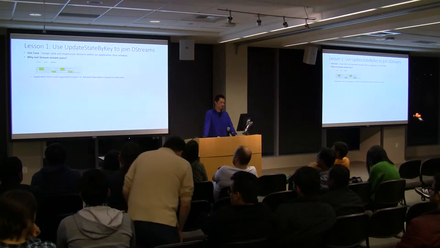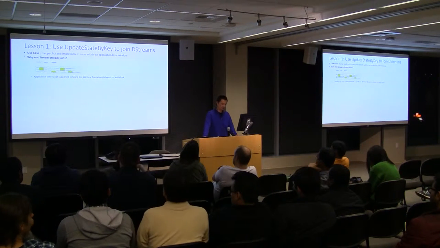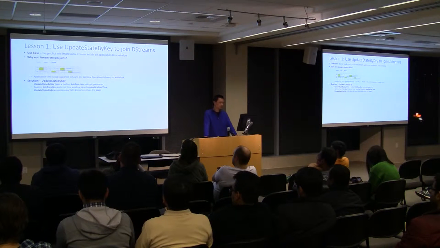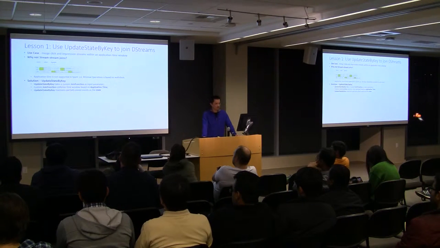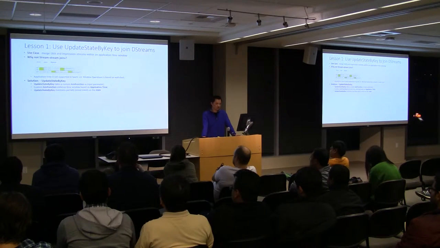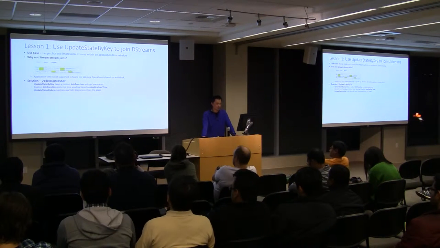If not the join API, what API should we use? The answer is updateStateByKey. In this updateStateByKey API, the join operation is passed as a parameter. Within this join function, you can enforce the application time based window operation.